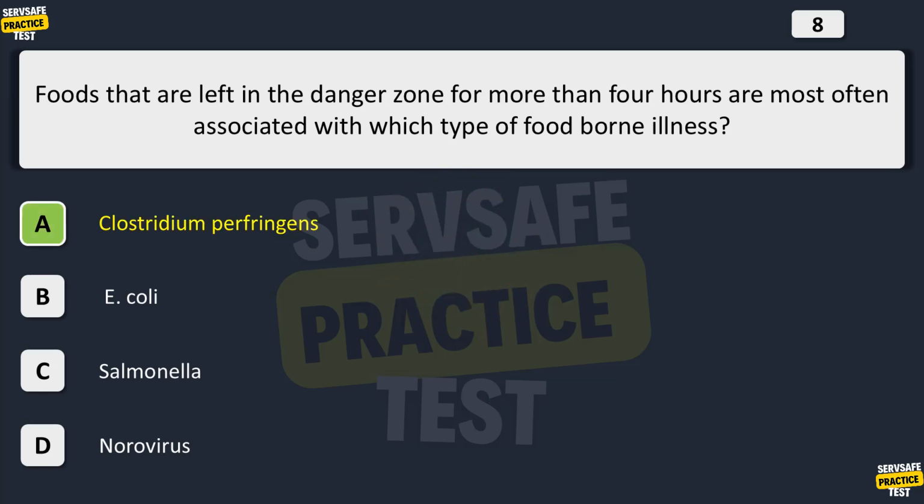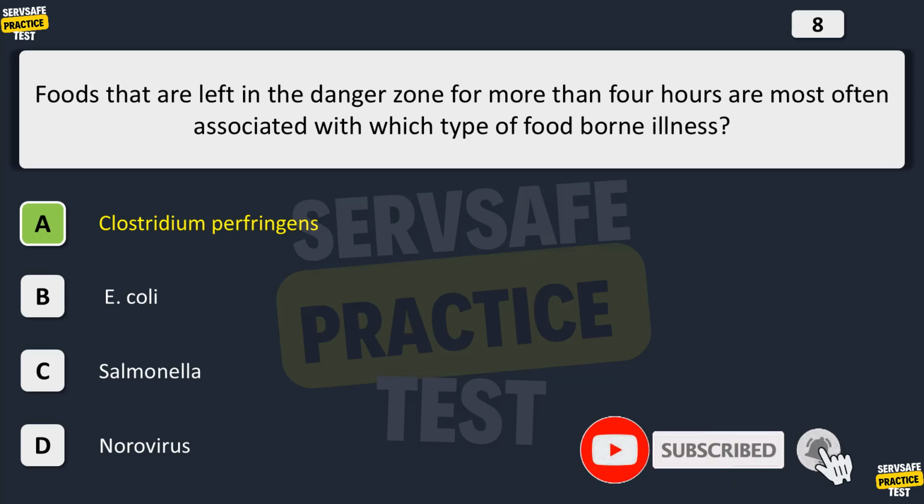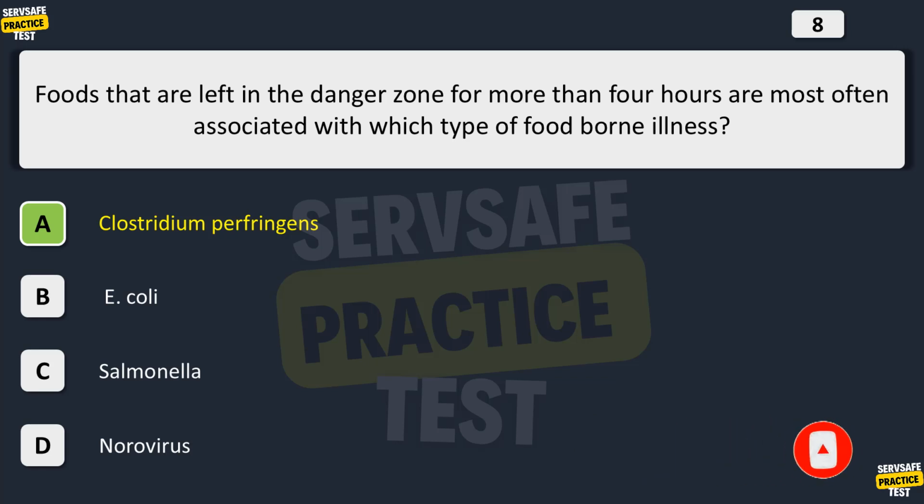The correct answer is A. Clostridium perfringens. Clostridium perfringens is the type of bacteria most associated with foods that have been left in the danger zone for more than 4 hours. It is often referred to as the cafeteria germ since many outbreaks are associated with food sitting in food steamers for more than 4 hours. To reduce the chance of this bacteria from becoming a problem, make sure to limit the amount of time a food spends in the danger zone.